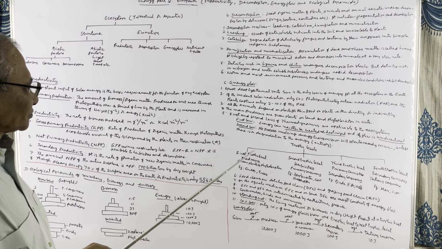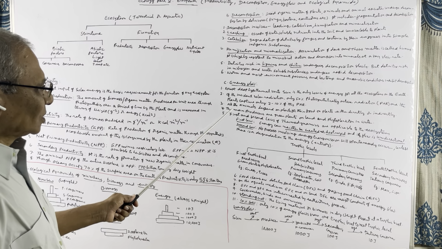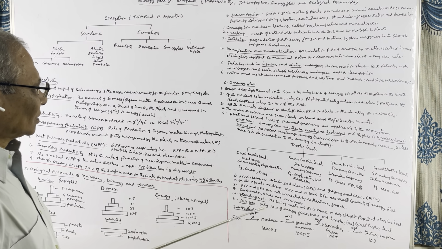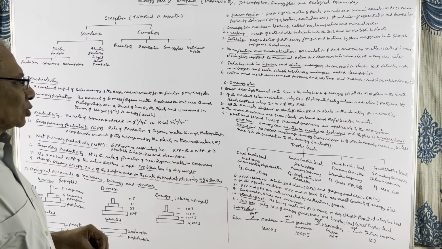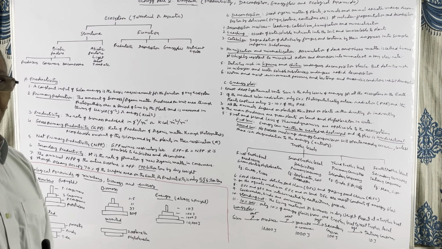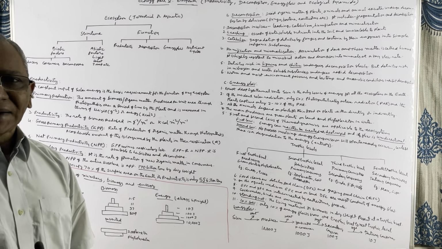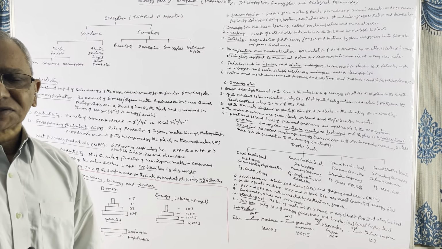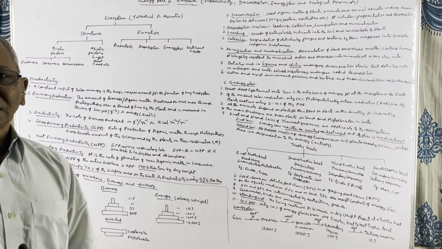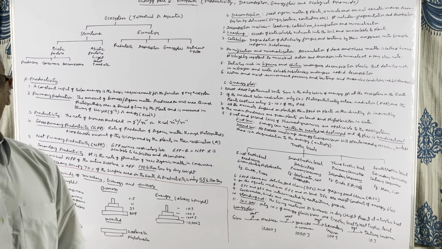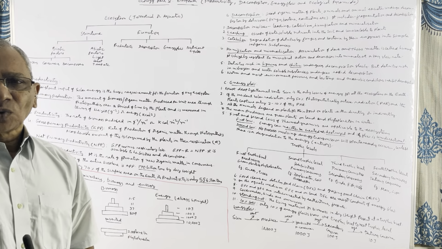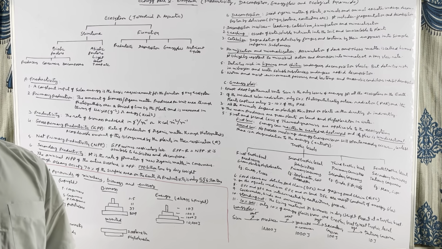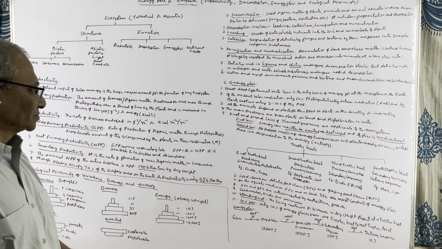Then, the main producers are again two types. On the land, they are green plants. In water, they are phytoplankton and algae. So on land, green plants are the producers, and in water, phytoplankton and algae are the producers.